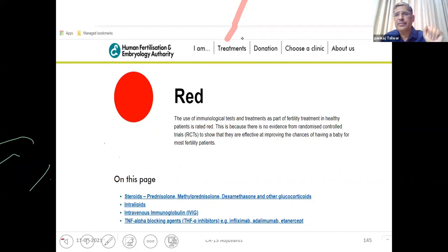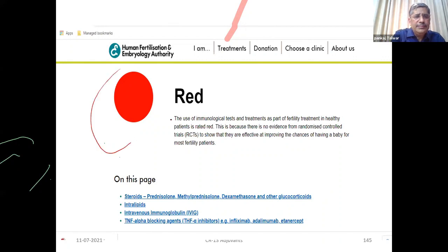What are green things? Green things are the ones which you are doing routinely. Antagonist cycle, agonist cycle, giving folic acid to people when they are trying to conceive, using triggers, doing a particular protocol of IVF in the laboratory, doing proper culture, they are all green. So I'm not talking about green parts. I'm only picking up amber and red.